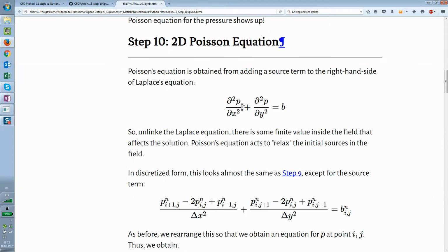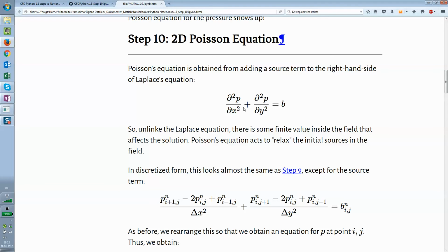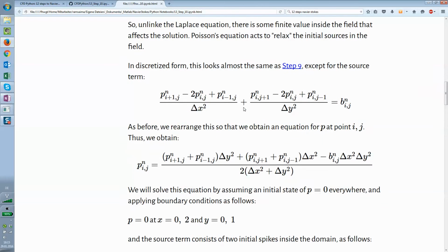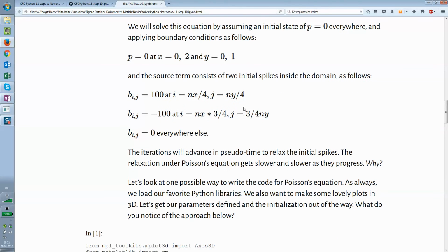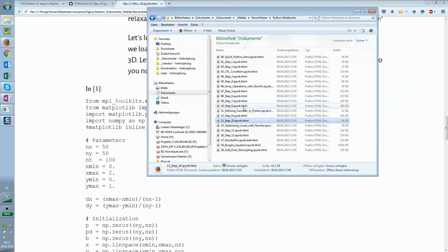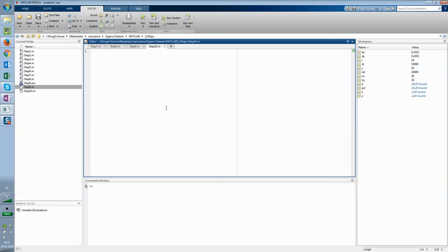Now the Poisson equation is just like the Laplace equation, but it is not zero, so it has a constant term, and this constant term is affecting the solution. The surface you're getting from this Laplace or Poisson equation is kind of relaxing those initial sources in the field. In discretized form it looks almost exactly like step 9, but it has this source term. But we will do that just as last time from the ground up, in order to show how you build such a program in MATLAB.